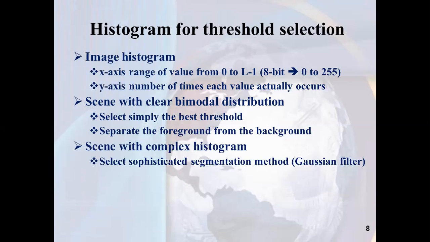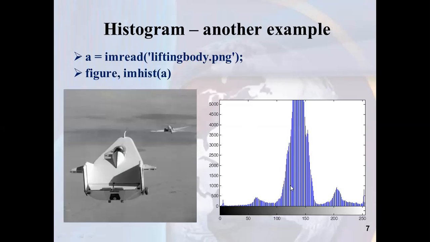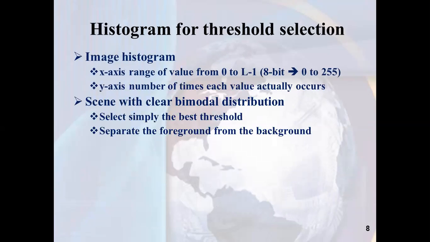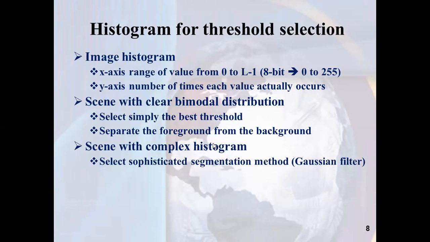As we have seen here, it's a complex histogram. We don't have two peaks, we have three peaks, where the intermediate peak is huge. When the scene has a complex histogram, sometimes we have to apply a sophisticated segmentation method like Gaussian filters and others in order to try to change the histogram of the image and make it more adaptive to apply a thresholding algorithm in order to divide the image into two classes.